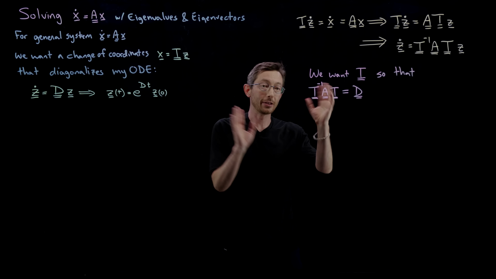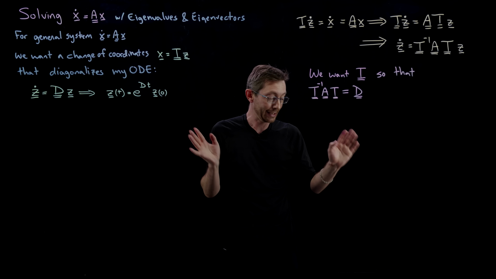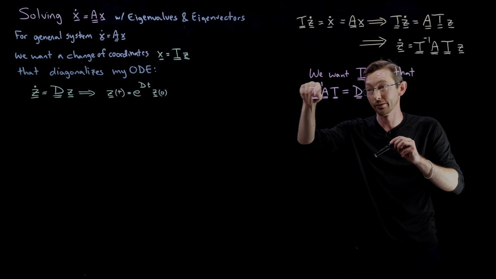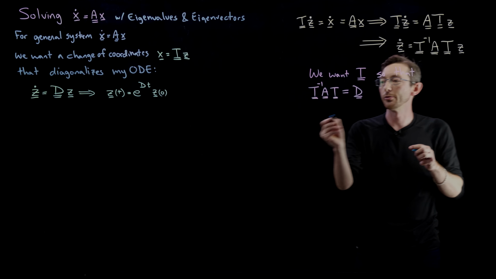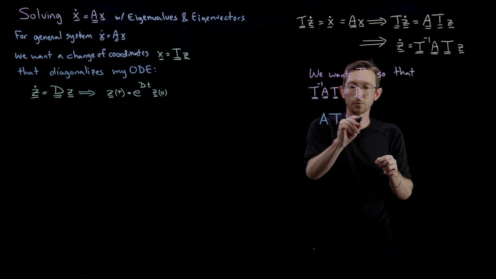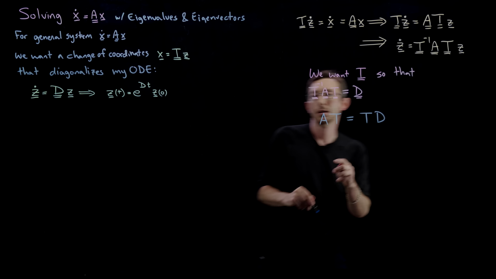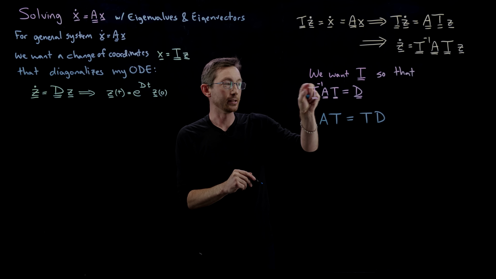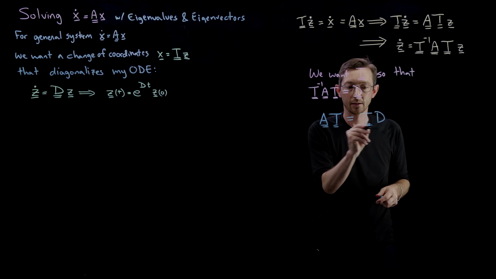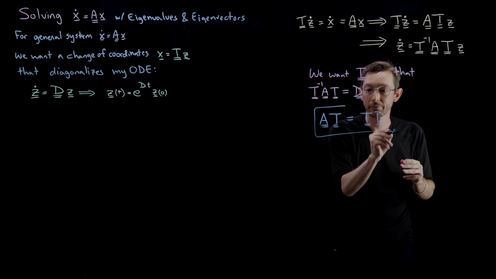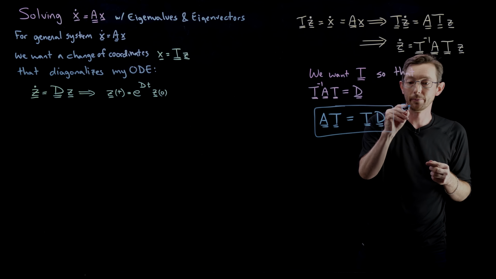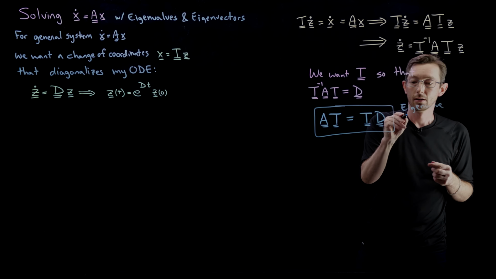And so the last step is actually very, very simple. I'm just going to multiply both sides on the left by T to kill this T inverse. And so that gives me A T equals T D. I multiplied on the left by T on both sides, so I get A T equals T D. These are matrices. This is the eigenvalue and eigenvector equation. This is the eigenvalue equation.